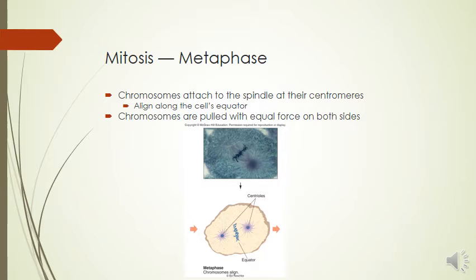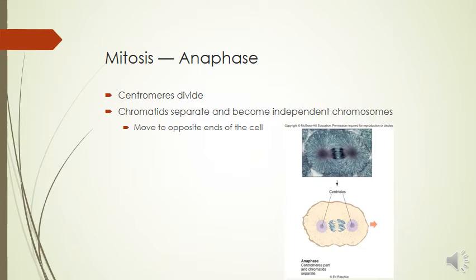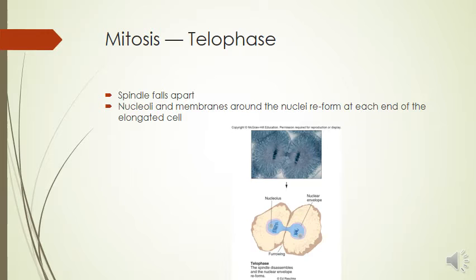If we look at metaphase, the chromosomes attach to the spindle at their centromeres. They align along the cell's equator, and the chromosomes are pulled with equal force on both sides. In anaphase, the centromeres divide. The chromatids separate and become independent chromosomes, and they move to opposite ends of the cell. In telophase, the spindle fibers fall apart. The nucleoli and the membranes around the nuclei reform at each end of the elongated cell.